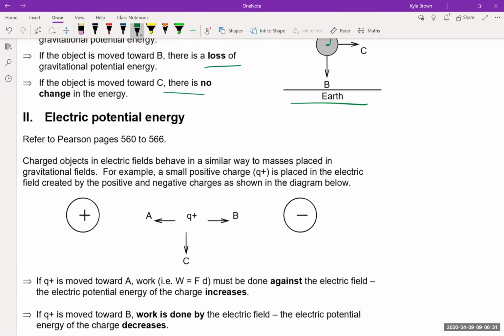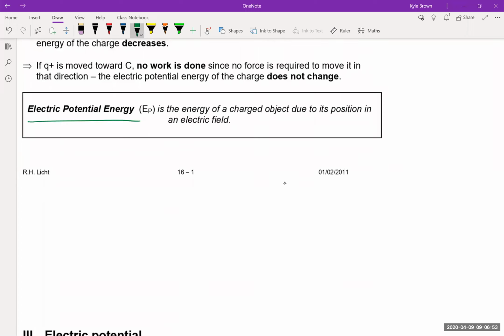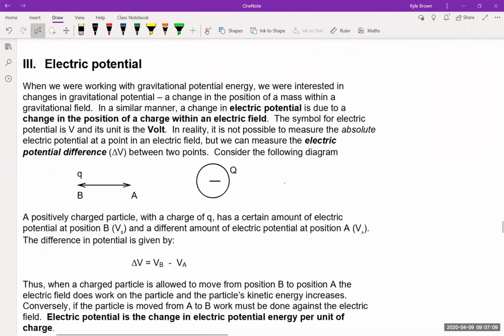If I move this object toward B, then I'm making the change in energy less there. And similar as before, if I move this thing in a path C, I'm not changing the potential energy at all. So electric potential energy is our new idea here, and it's the energy of a charged object due to its position in an electric field. That's the definition of electric potential energy. Very similar to gravitational potential energy. It's the same idea.